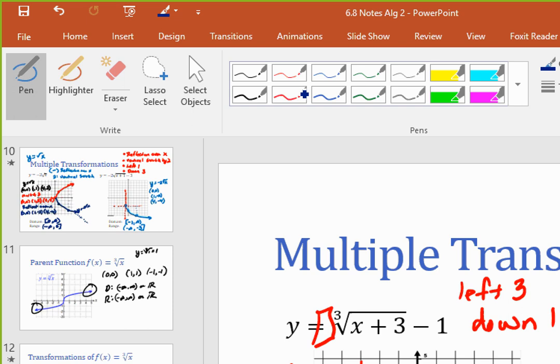Looking at the second one, a negative cube root of x minus 1 plus 2. So I know it's going to go right 1, and it's going to go up 2, and that negative is a reflection over the x. So let's create our new coordinate axes based on this shift. So right 1, up 2 is going to put my new origin I'm going to work from up here in the first quadrant.